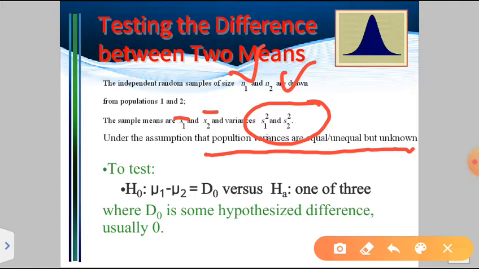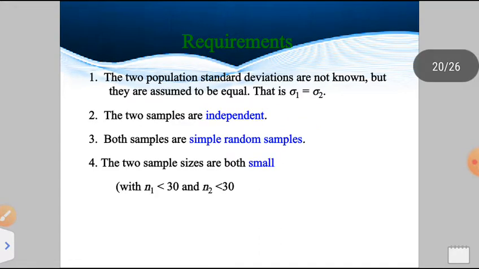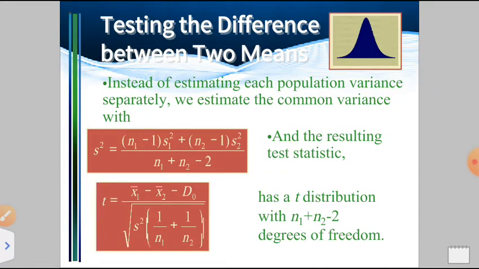Here the hypothesis that we are going to check is that mu1 minus mu2 is equal to d0, or directly you can take it as 0, meaning both means are the same. This is the assumption: sigma 1 is equal to sigma 2, or as I told you, sigma 1 square is equal to sigma 2 square, meaning the population standard deviations are assumed to be equal. Other requirements are that the two samples must be independent, they must be simple random samples, and the size must be small. Correct. So that is when we are going to use the t distribution or t-test.